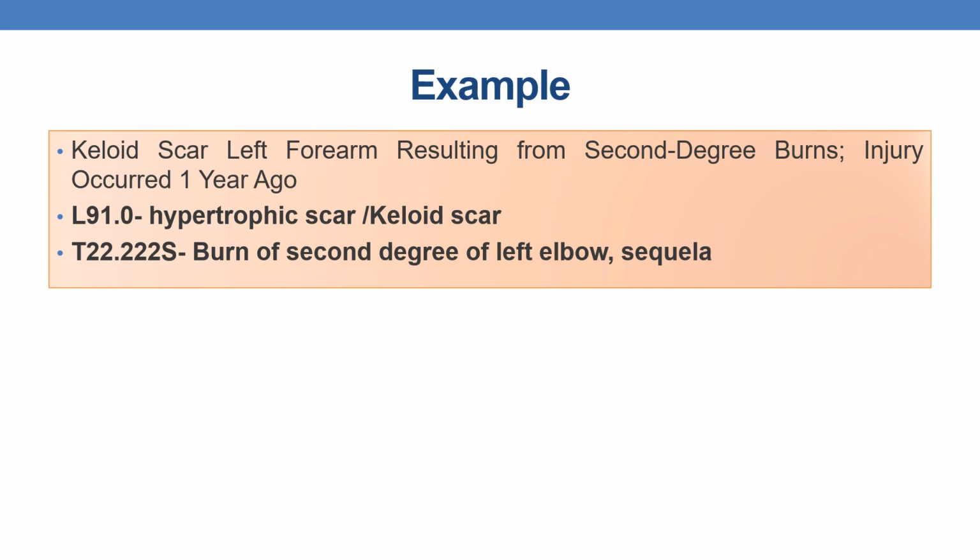One more example. Keloid scar, left forearm resulting from second degree burns. Injury occurred 1 year ago. So first the condition is coded. Scar is coded L91.0, hypertrophic scar or keloid scar, followed by T22.222S, burn of second degree of left elbow, sequela. 7th character S indicates sequela.